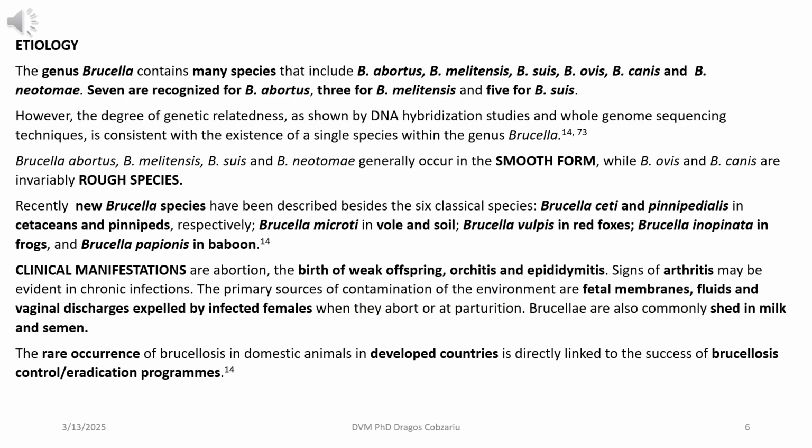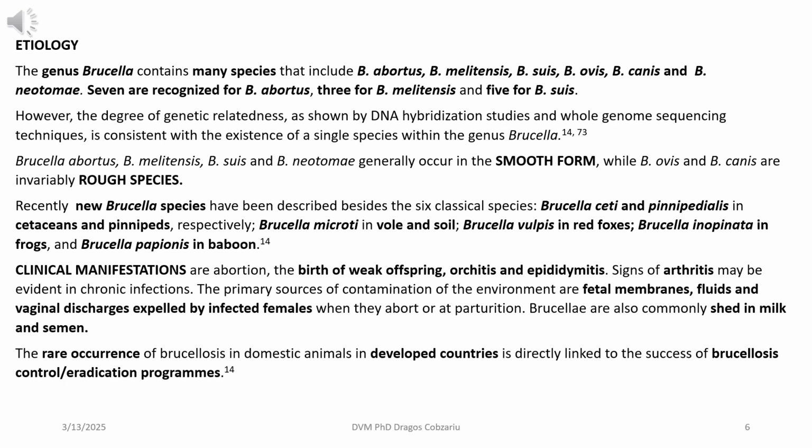The genus Brucella contains many species that include B. abortus, B. melitensis, B. suis, B. ovis, B. canis and B. neotomae. Seven biovars are recognized for B. abortus, 3 for B. melitensis and 5 for B. suis. However, the degree of genetic relatedness, as shown by DNA hybridization studies and whole genome sequencing techniques, is consistent with the existence of a single species within the genus Brucella.